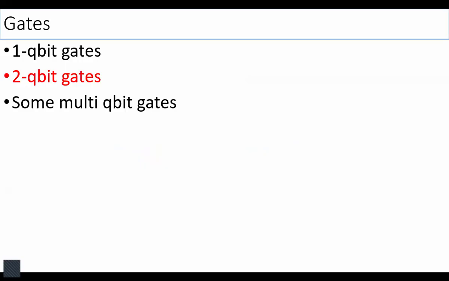That's all with one-qubit gates. So maybe you have questions. This would be very nice to ask.